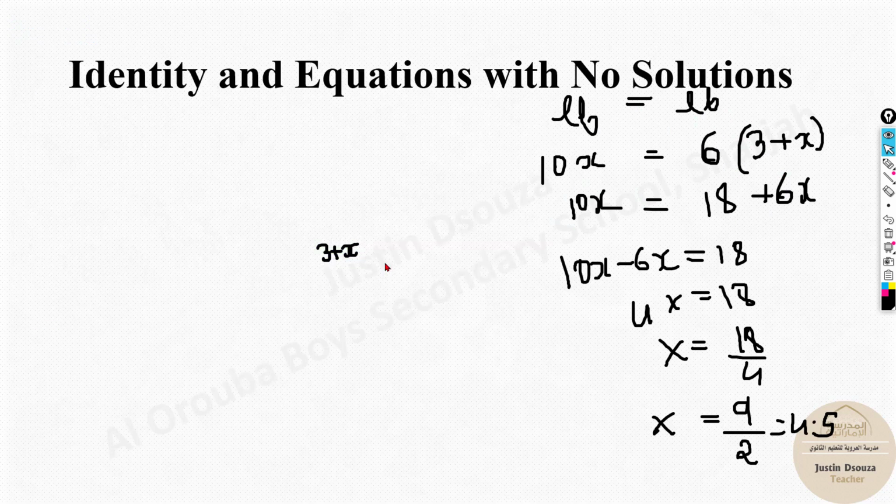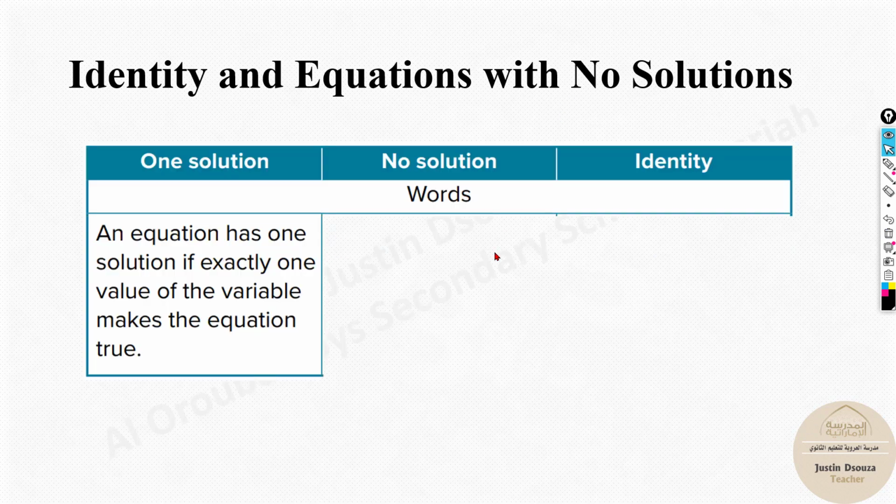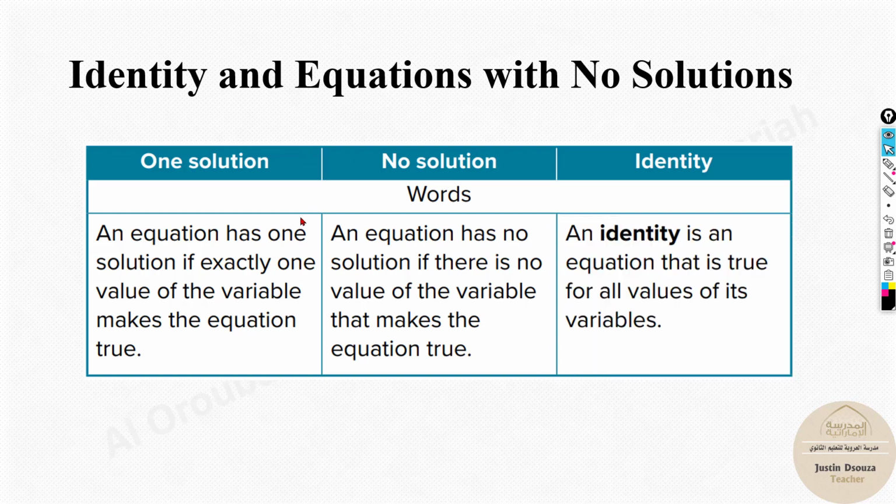That's the thing. Now last topic is to find equations which are identities or with no solutions. Now here they have written one solution, no solution, and identity. Now one solution means that equation is true, it has only one particular solution.